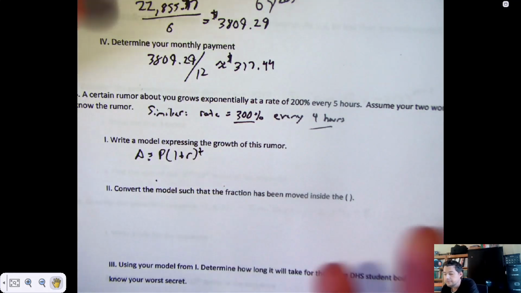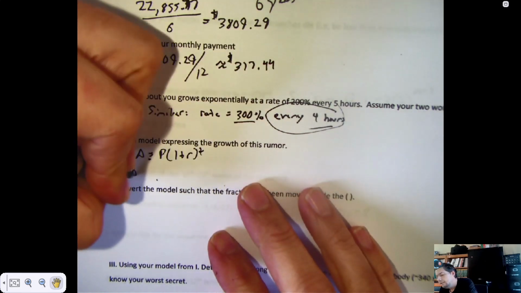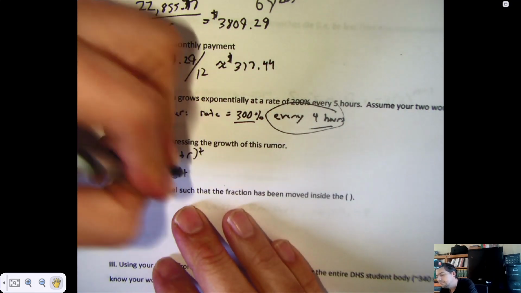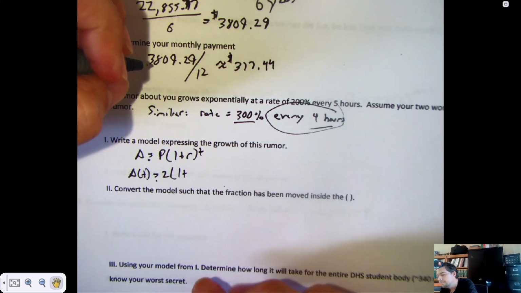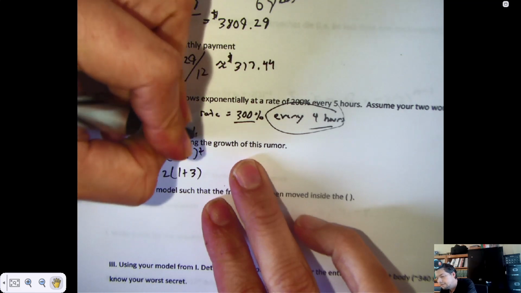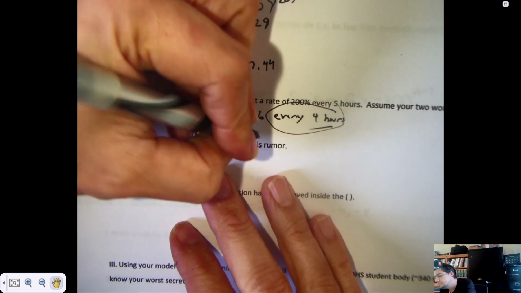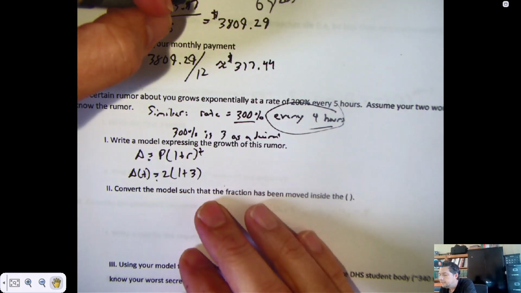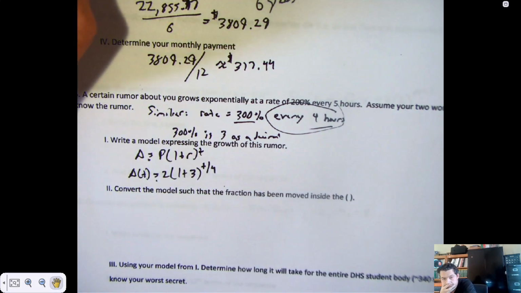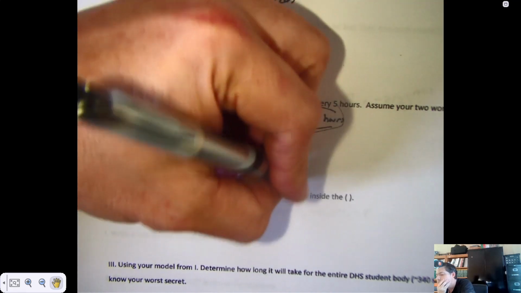I have to modify it a little bit because this talks about every. All right. Now, you're told the principal, 2 of your worst friends know the rumor. So 2 there for the principal. The rate of growth is 300%. 300% is 3 when you express it as a decimal. And we have to play with that. This is going to be t over 4. So after I clean that up, I have 2 times 4 to the t over 4.